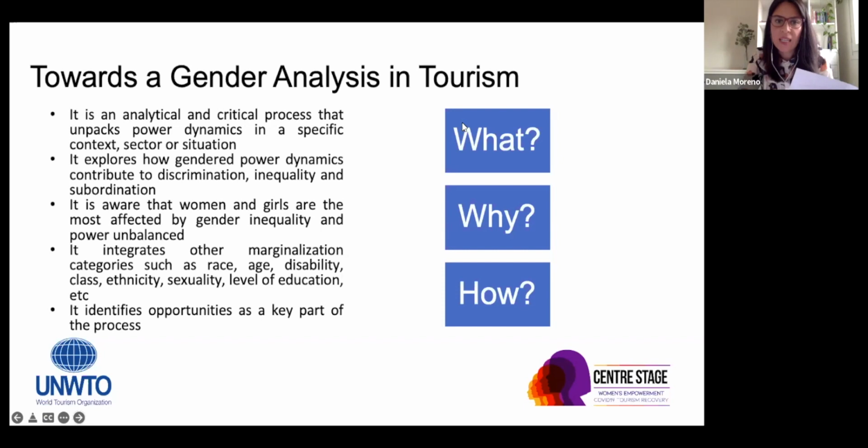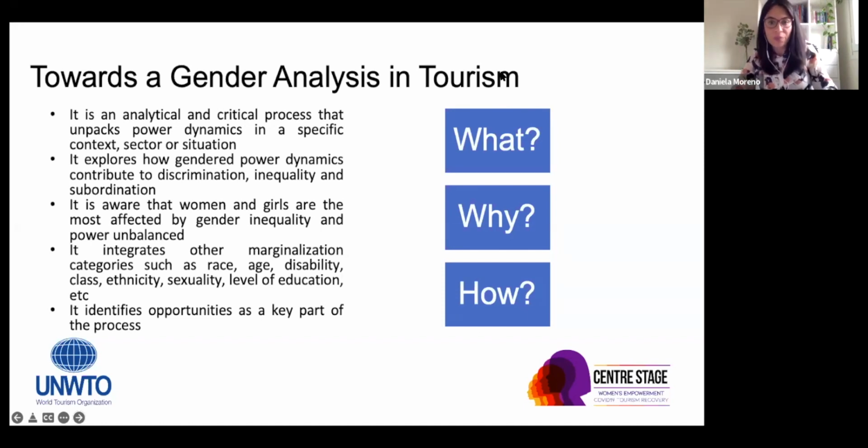I'm checking the chat here. I have a comment from Jasmine. She's saying that a gender analysis is also considered an indirect way of raising awareness and sensitizing communities about gender equality. That is true. Very good, Jasmine. Thank you so much for that comment.